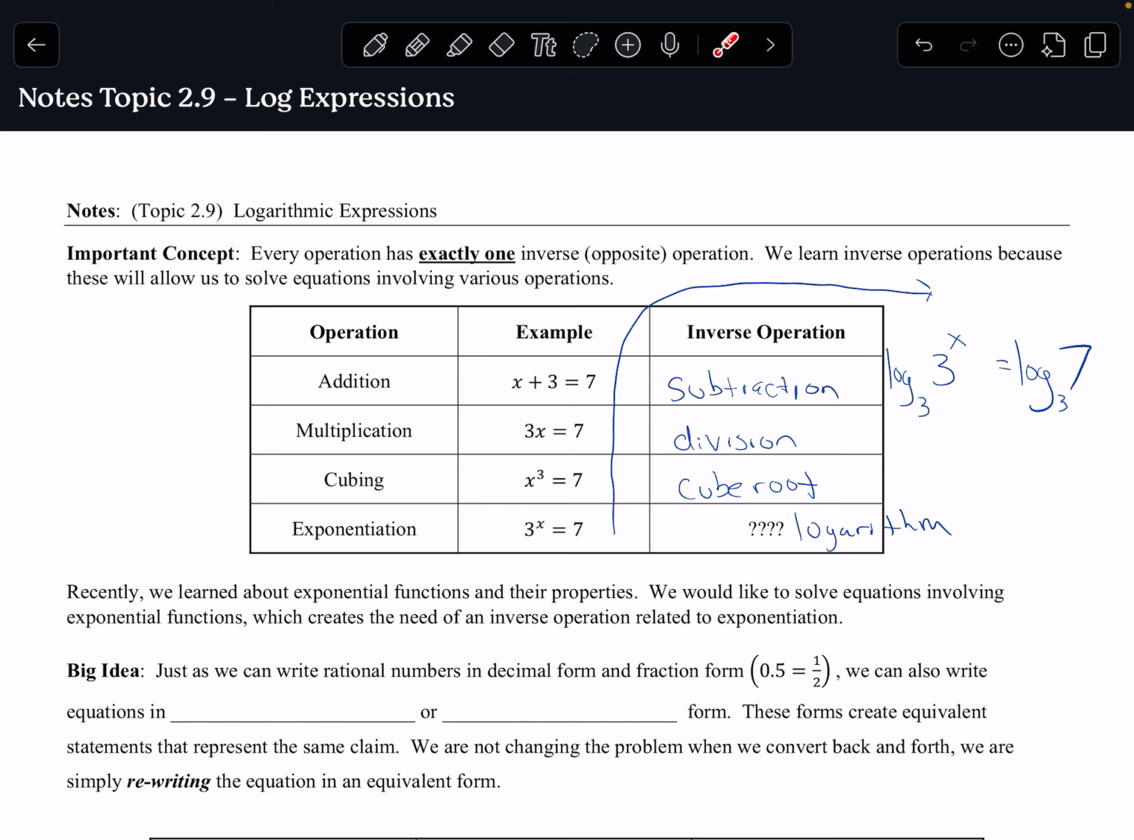Now what happens is this log base 3 cancels out this 3 here. And I'll tell you why here in just a second. But they're opposites, so they cancel each other out, leaving just x equals log base 3 of 7. And that's your answer. You could type this into the calculator, and it would give you the decimal. It would tell you what that's equal to.